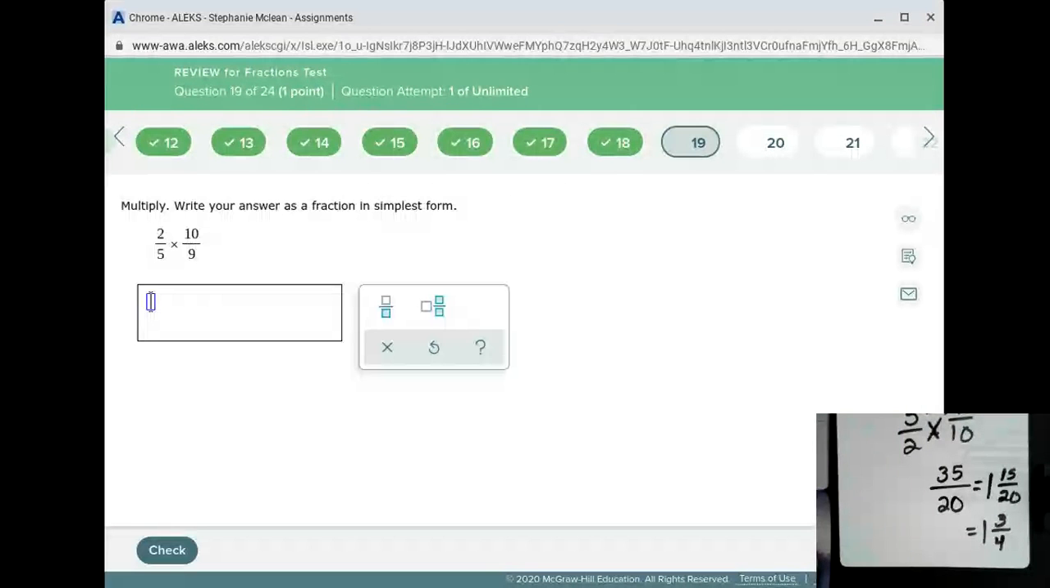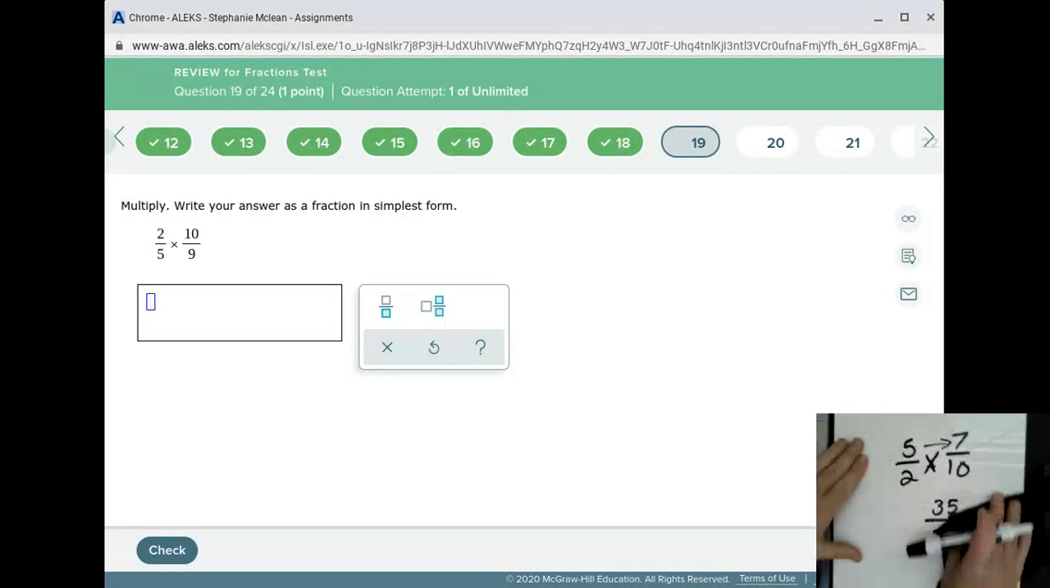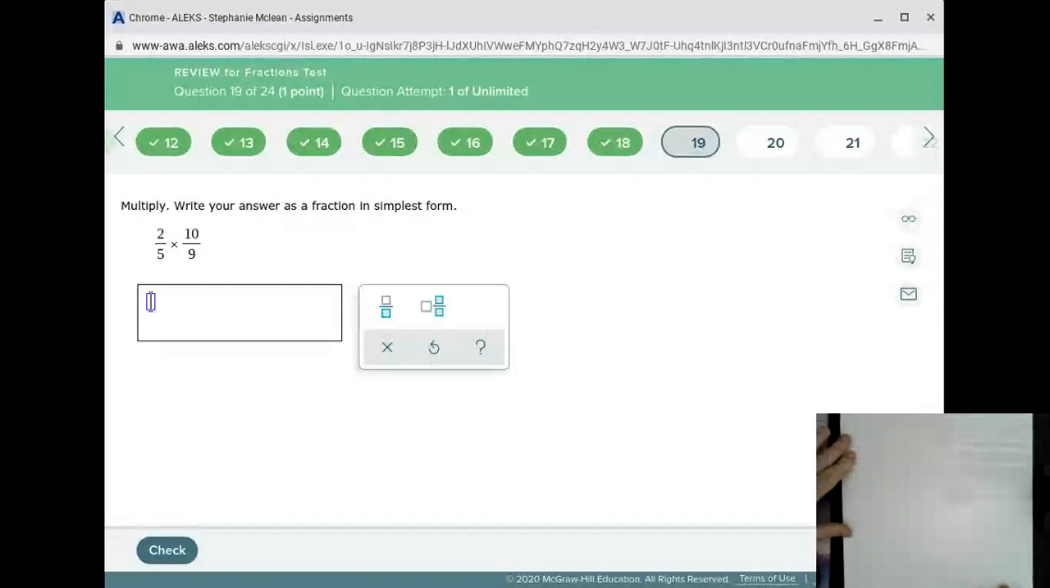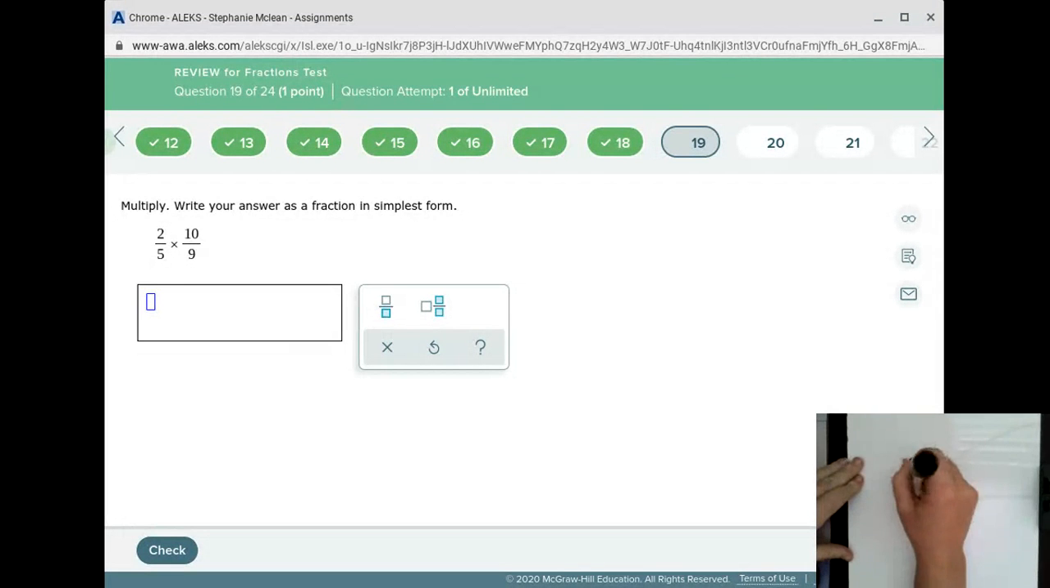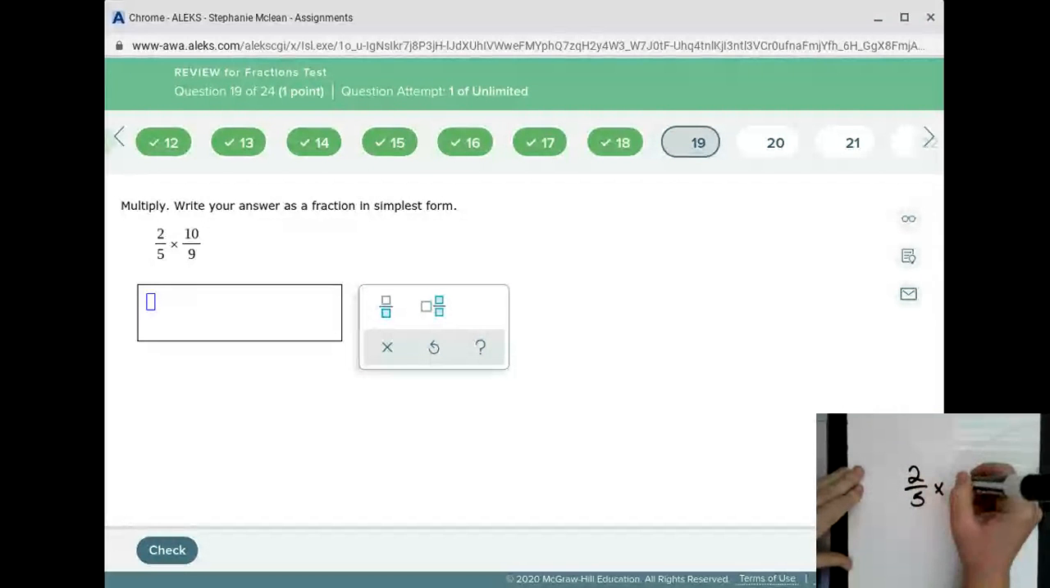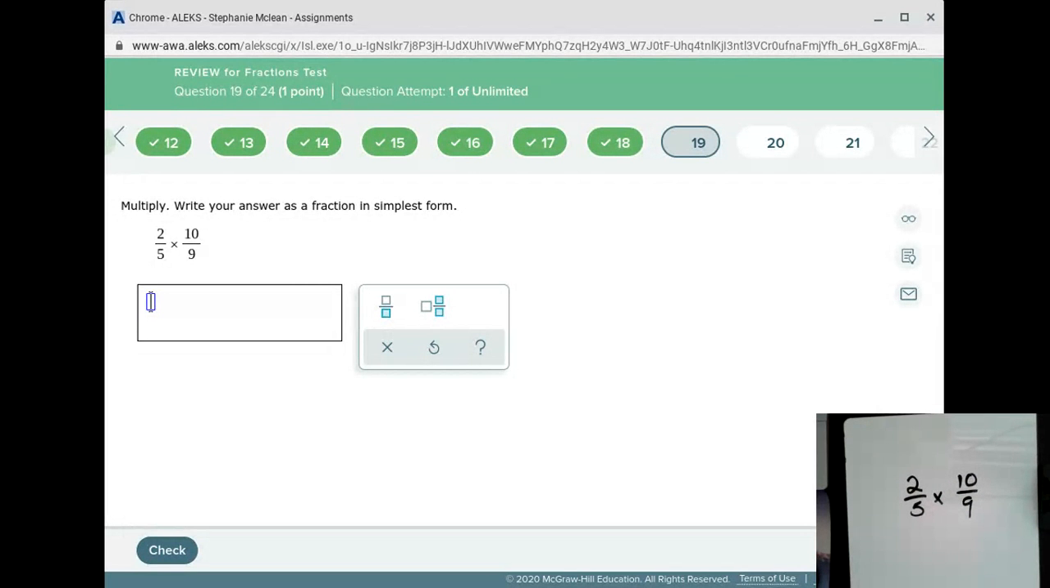All right, we're getting to the end. Hang in there. All right, so I have 2/5 times 10/9. Before I get into big numbers on this one, you can do this with the other ones too. You can reduce if you can see what's across from each other has something in common. So 5 and 10 can both be divided by 5. So I'm going to reduce those before I multiply. So I get a 1 on bottom and a 2 on top.